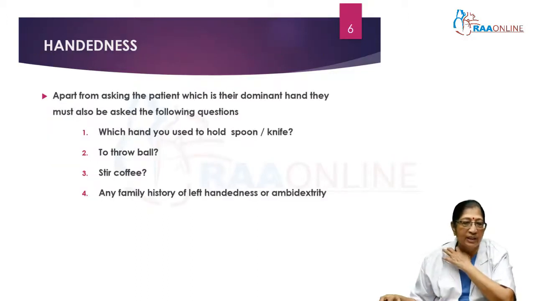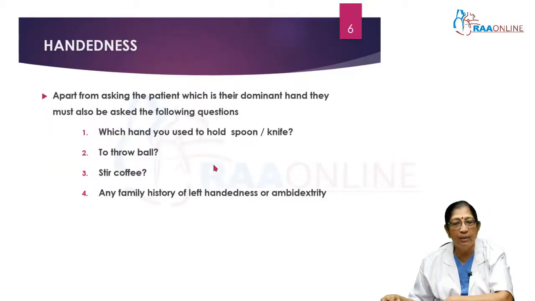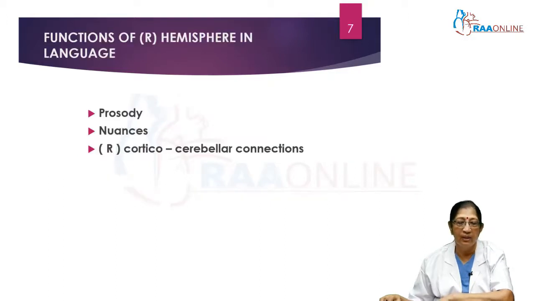Let us see how we test this. Apart from asking the patient which is your dominant hand, he or she may be able to tell it. Which hand do you use to hold a spoon or fork or knife? Then they will tell right hand or left hand. Then, to throw a ball, stir coffee, and whether there is any family history of left-handedness or ambidexterity, where persons can use both their hands well.